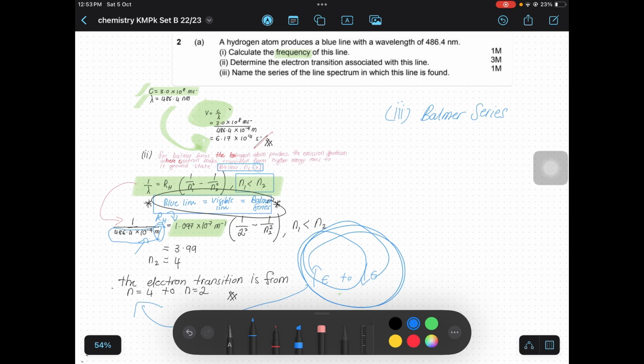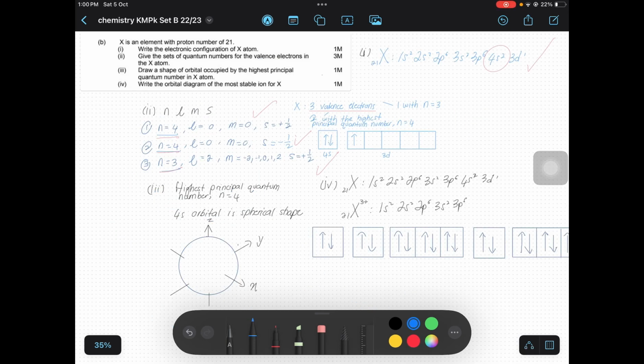For the last question, A3: name the series of the line spectrum in which this line is found. We already analyzed this question. Blue line equals visible line, and visible line is only for the Balmer series. So the answer is Balmer series. That's all. Let's proceed with question B.